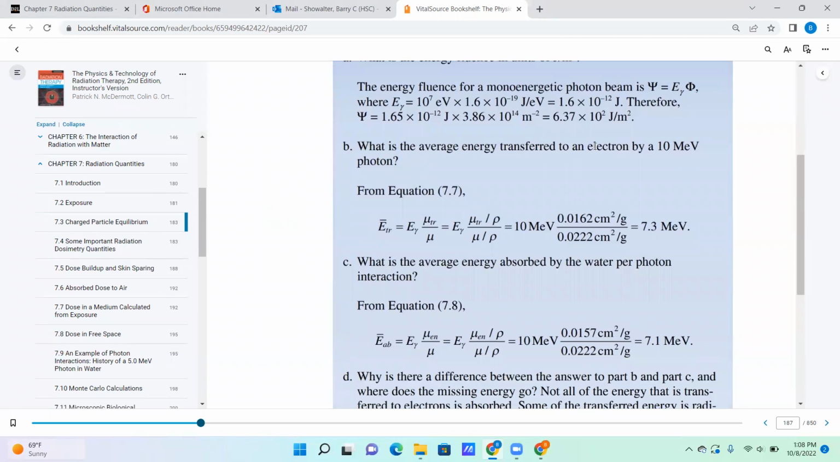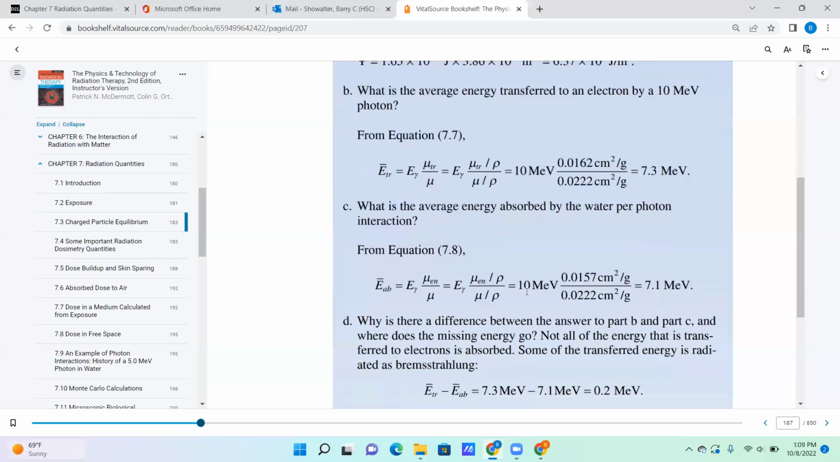So what is the average energy transferred to an electron by a 10 MeV photon? All right, so we have the average E sub tr is equal to the electron energy multiplied by mu sub tr divided by mu. We take those both, and if we divide them by rho, we have those values here multiplied by the energy, and then we end up with the average energy transfer.